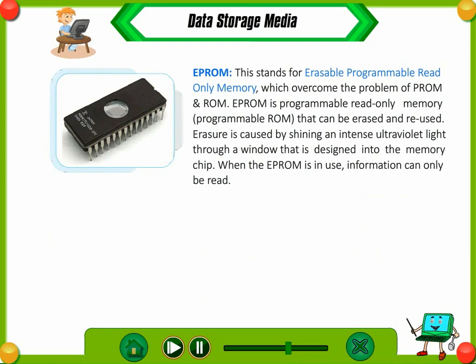EPROM. This stands for Erasable Programmable Read-Only Memory, which overcomes the problem of PROM or ROM. EPROM is Programmable ROM that can be erased and reused. Erasure is caused by shining an intense ultraviolet light through a window that is designed into the memory chip. When the EPROM is in use, information can only be read.